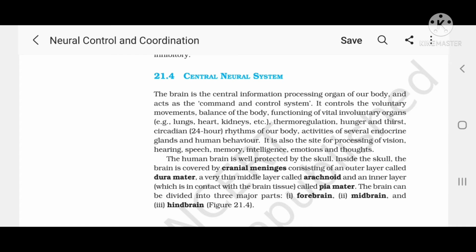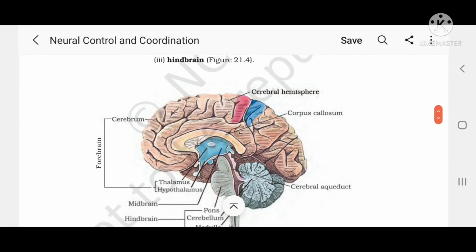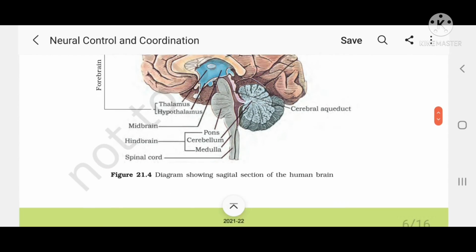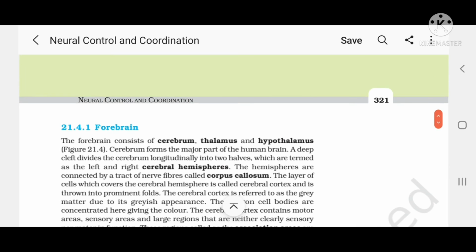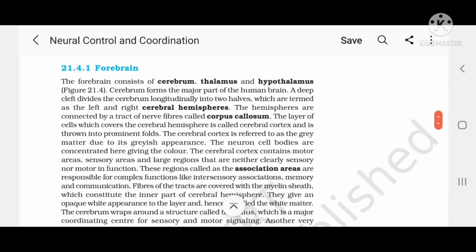21.4.1 Forebrain. The forebrain consists of cerebrum, thalamus, and hypothalamus. Cerebrum forms the major part of the human brain. A deep cleft divides the cerebrum longitudinally into two halves, which are termed the left and right cerebral hemispheres. The hemispheres are connected by a tract of nerve fibers called corpus callosum.